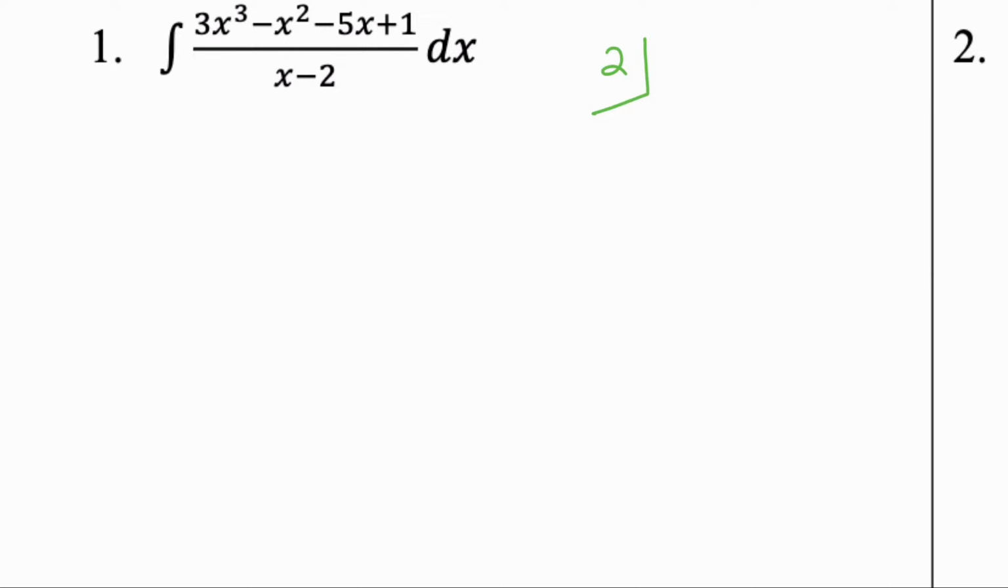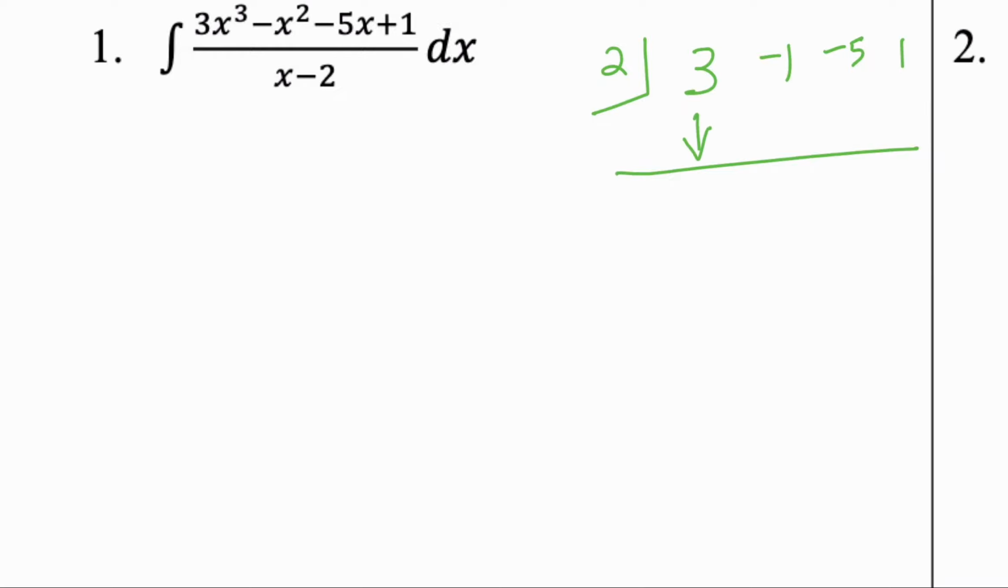So when we use synthetic division, we take the denominator and we switch that sign to put it inside that little box there. And then we rewrite the coefficients of the numerator. So 3, -1, -5, and 1. And remember, if there are any values that are missing, like if there wasn't an x, we'd have to use a 0 as a placeholder there.